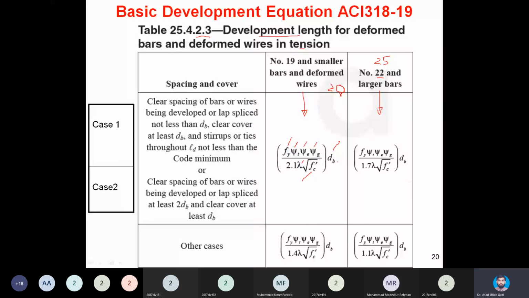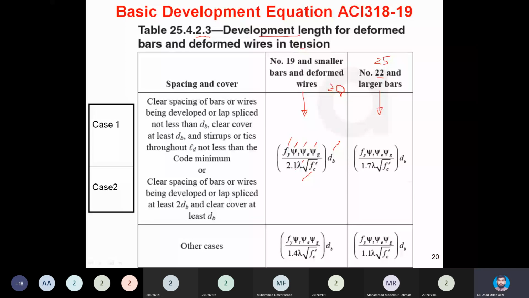So in all of them, you will find additionally 4 modification factors. The Greek letter psi is used in the numerator for these factors, psi t, psi e and psi g, and in the denominator. Furthermore, we have a numerical value 2.1 and 1.7 in the first and second column respectively. So the bigger denominator will actually reduce Ld.